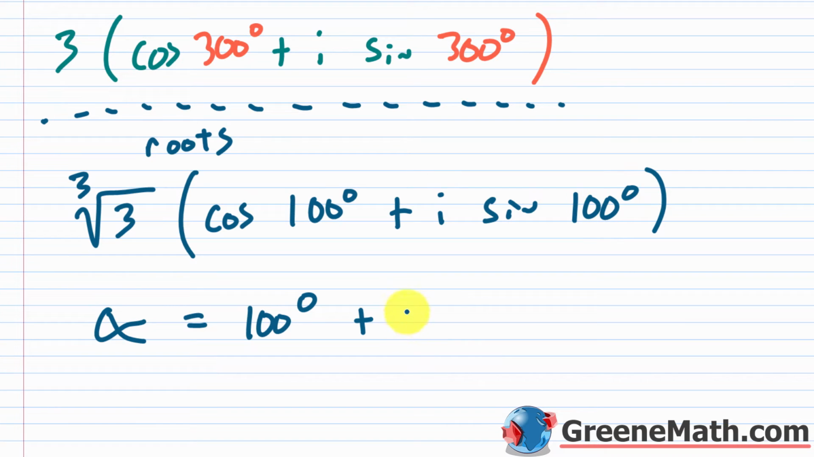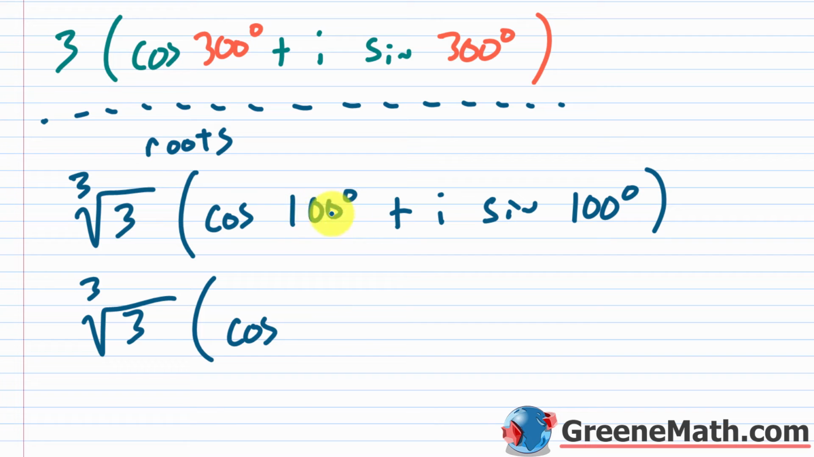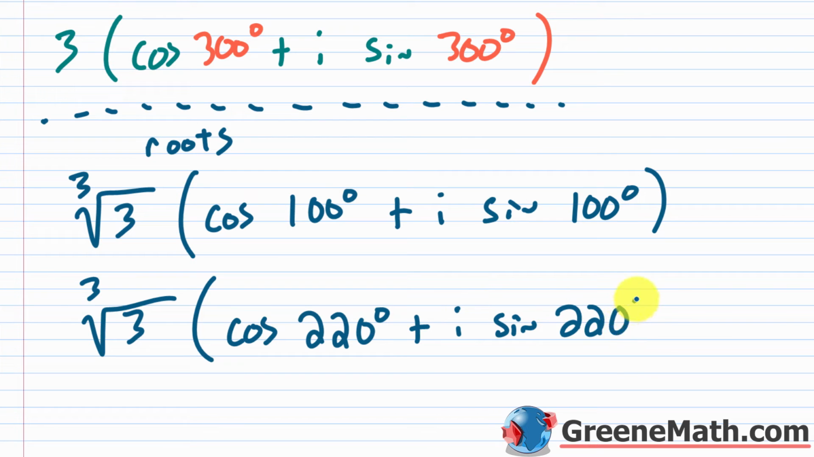We're going to take k and then times the 360 degrees divided by your n, which is 3. So 360 degrees divided by 3 would be 120 degrees. So basically, we're just going to keep adding 120 degrees. So when we do 1 times 120 degrees is 120 degrees. And then when we do 2 times 120 degrees is 240 degrees. So let's go ahead and say that we're going to go the cube root of 3 times the quantity cosine of, I'm going to add 120 degrees. So that would give me 220 degrees plus i times the sine of 220 degrees.